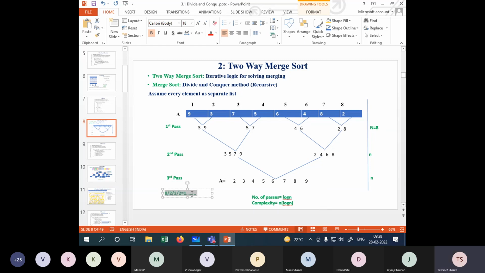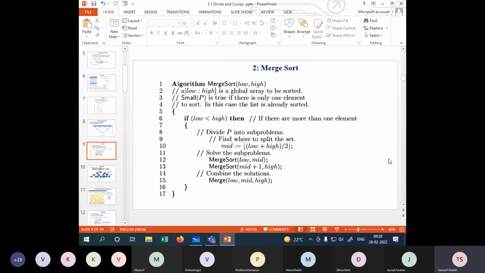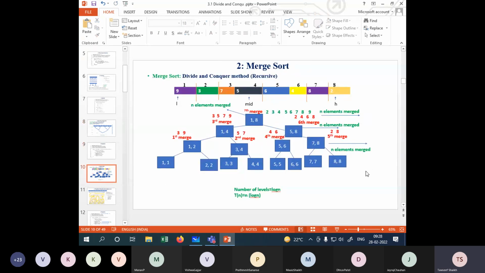by using this formula: 8 divided by 2 divided by 2 divided by 2. When we finally reach 1, we can write 8 divided by 2 power n is equal to 1. So 8 will be equal to 2 power n when we cross multiply, and n will be equal to log 8 to the base 2, which is 3, because we have 8 elements and 2 power 3 is equal to 8. So the general formula is log n to the base 2. That is why we take log n to the base 2.